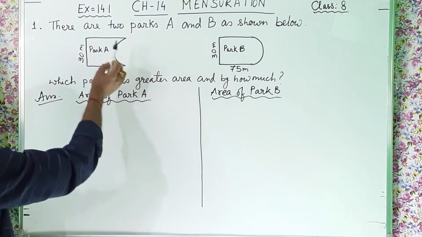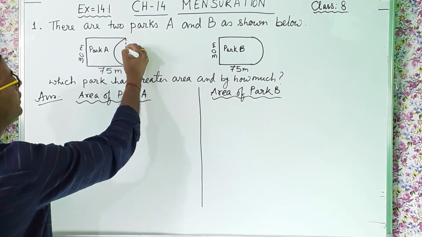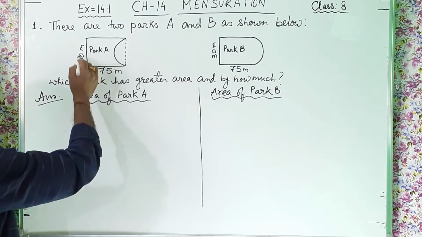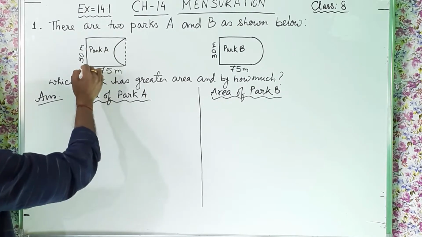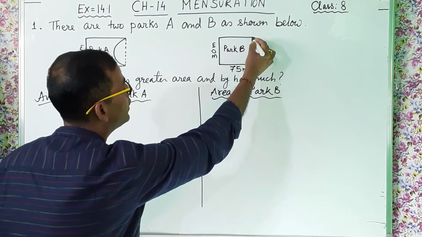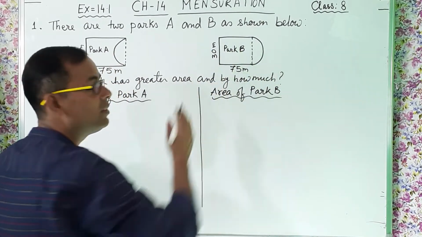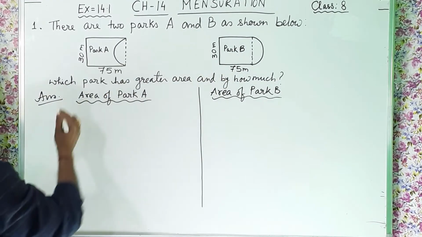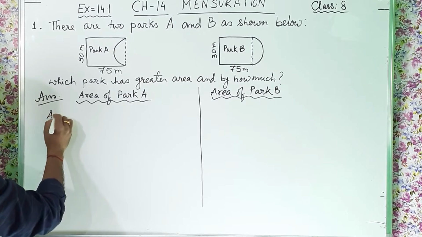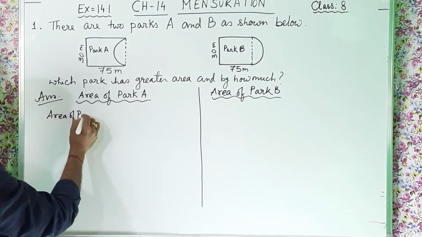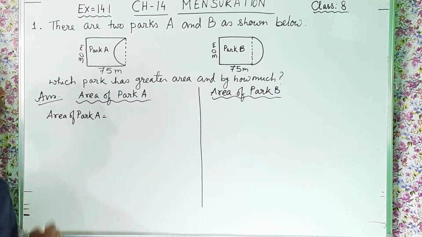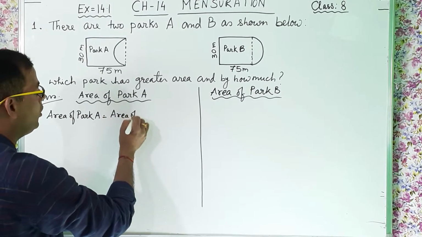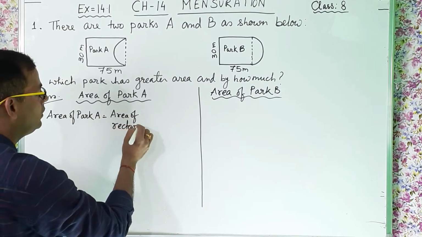Now you see nicely, if you join this line, then it is looking like a rectangle, and a rectangle has what? This one is length and this one is breadth, and if you join here, this portion is also looking like a rectangle, length, breadth. So area of park A will be the area of the rectangle, clear or no?